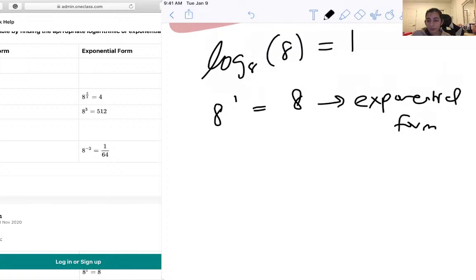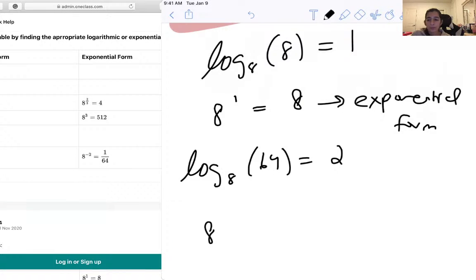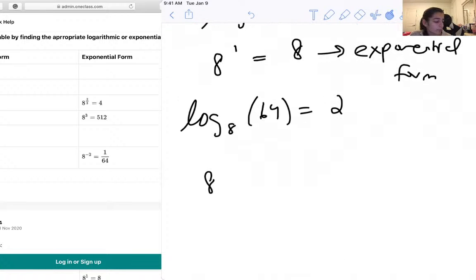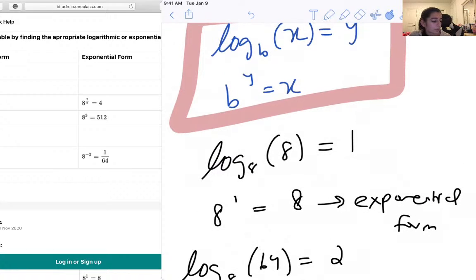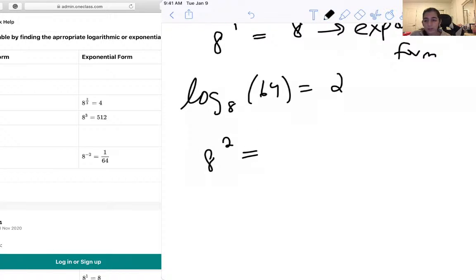Our next example is log 8, 64 is equals to 2. So for that one, it will be our exponential. So we take the base, which is 8 again, and then we take our y, which is 2. So here you can look, our y value, which is 2, is equals to our x value, which is, in this case, 64. And that is correct. Let's move on to the next one.